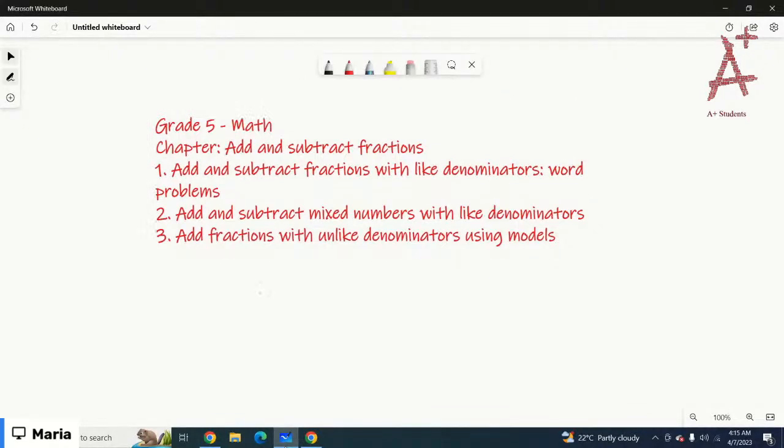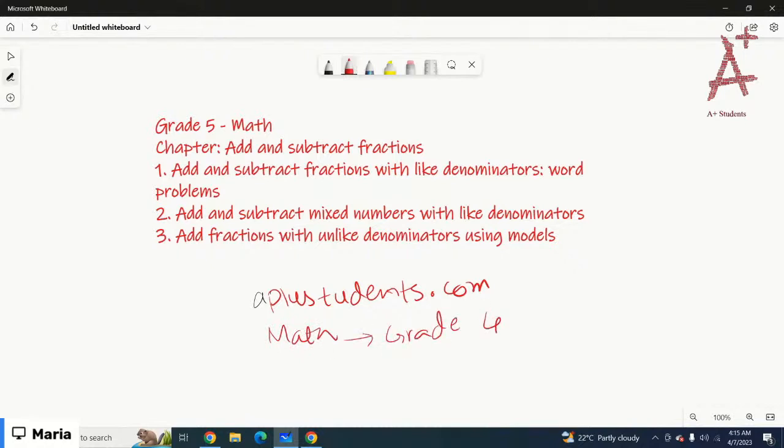You can find all the lessons on aplusstudents.com. You have to log in there using your email address, and the password is provided by the administrator. Then you have to select math from the subject tab. Scroll down to grade 4 and then grade 5, and then click on view all lessons. There you can find a list of the chapters.